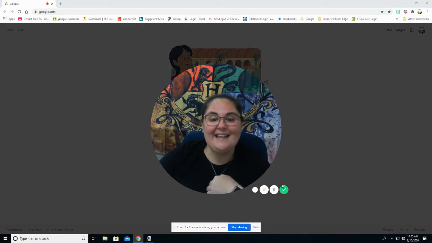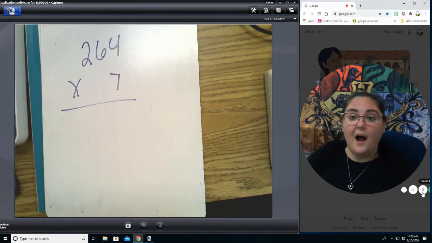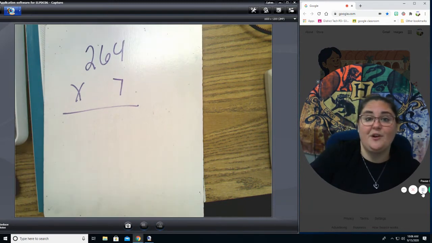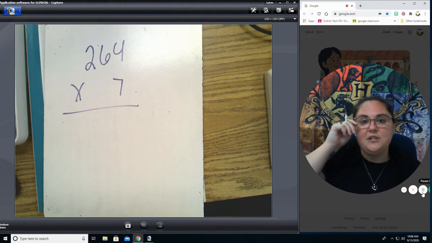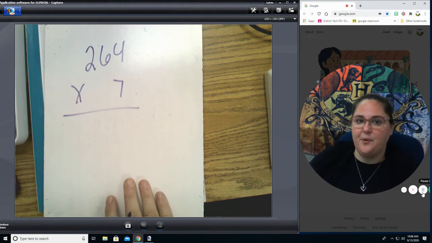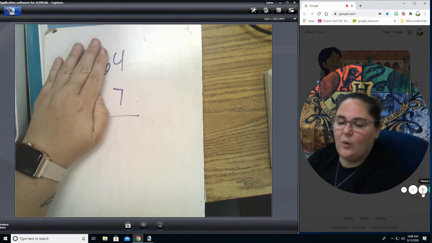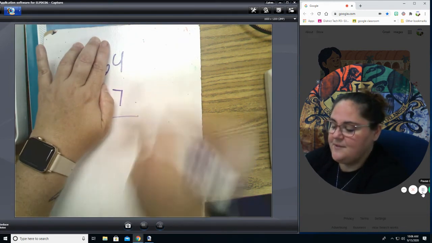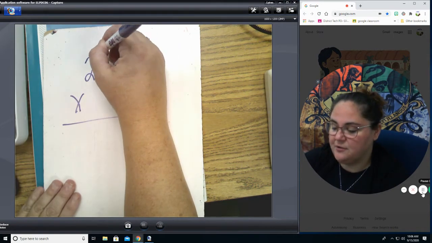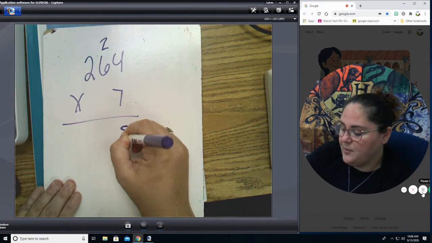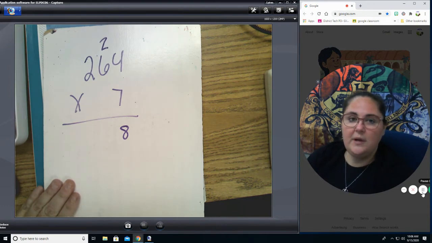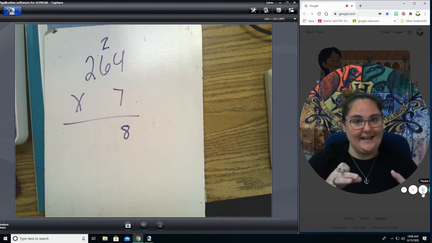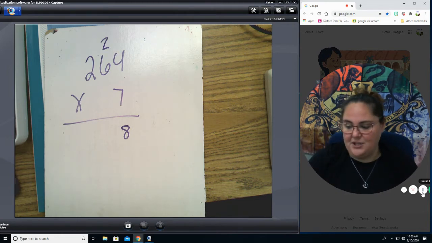So let's get started. All right, today we're going to start with a multiplication problem that looks very simple. You're literally going to go step by step with this process. I'm going to do one number at a time. 7 times 4 is 28. So you are going to carry your 2 to the next column and bring your 8 down. Whenever I carry my 2, that means I add it to the answer after I multiply. That's how you do traditional multiplication.